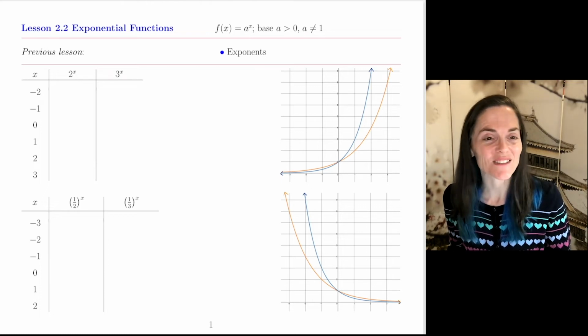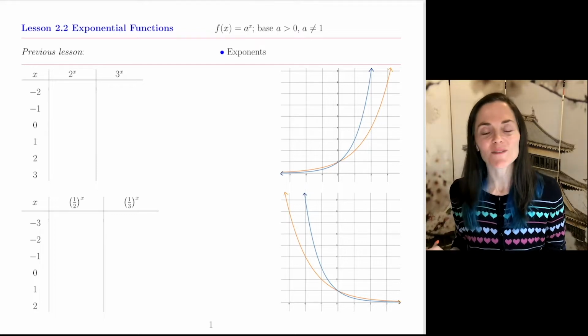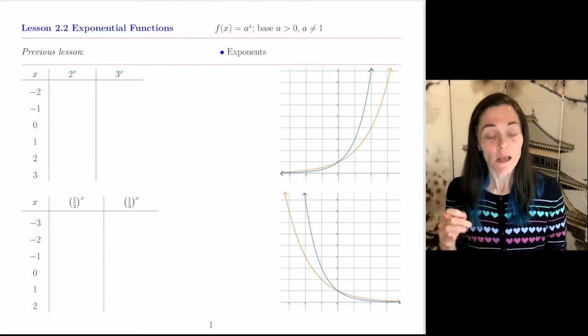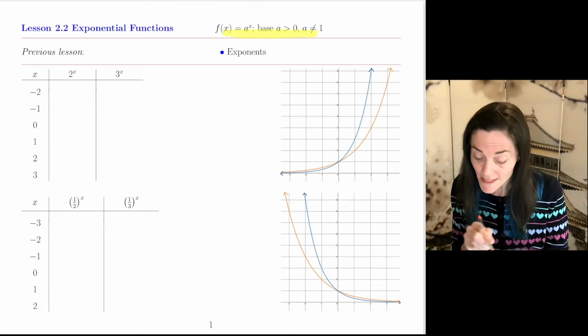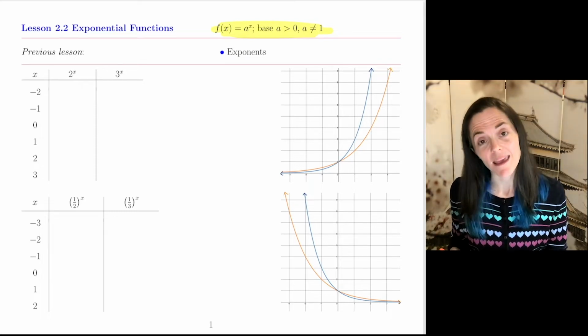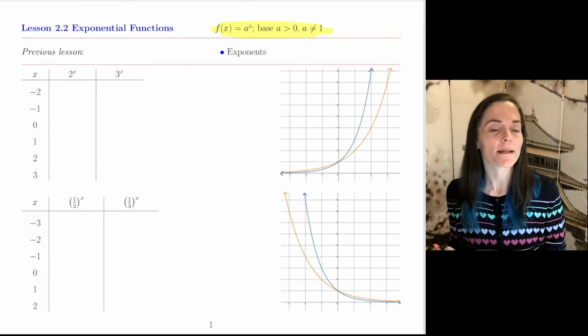Lesson 2.2, exponential functions. The last lesson, we did a lot of work with exponents, and we're going to be using this today. Well, first thing I have here is, what is an exponential function? It's of the form, say, a to the x, where a, we call this the base. This is positive, not equal to 1.